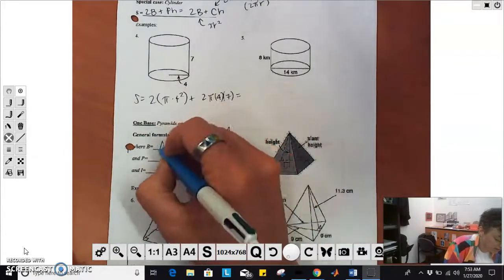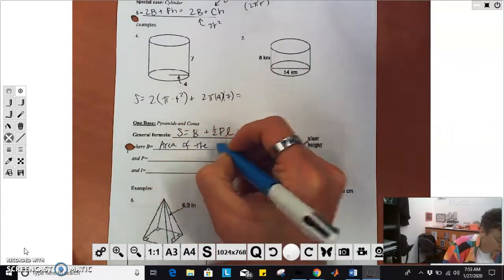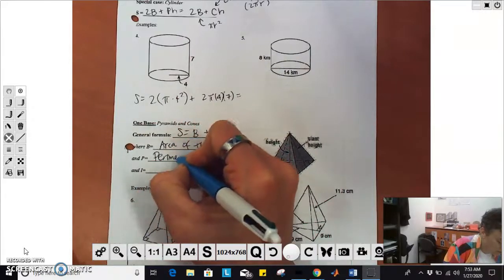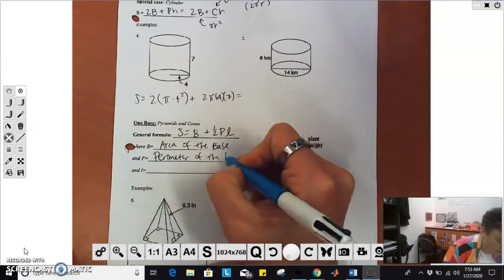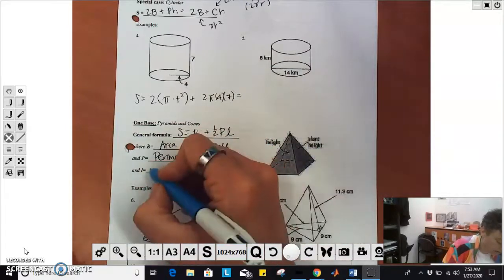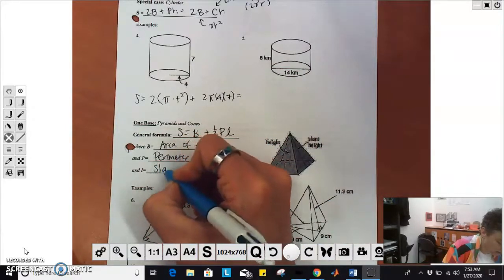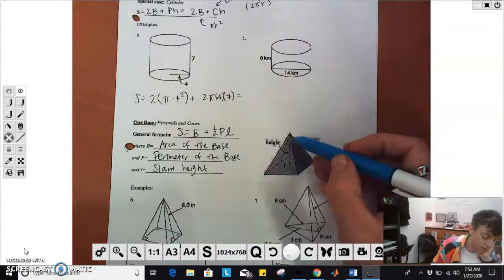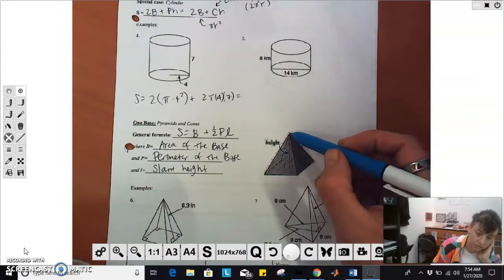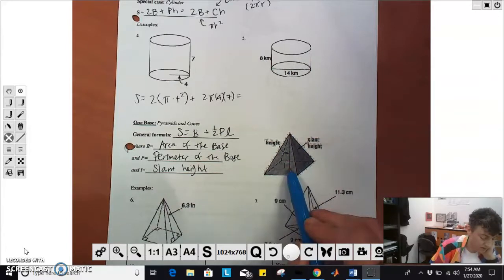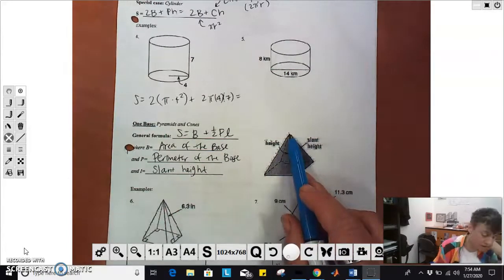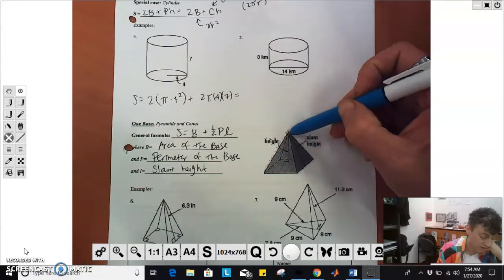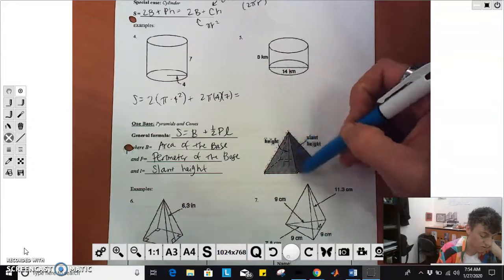So B is still area of the base. P is still the perimeter of the base. But L now is the slant height. Slant height. So not to be confused with the actual height of this thing. It's not the length from the base to the top. It's not how tall this is. The slant height is the height of the triangle, one of the triangles of the faces.